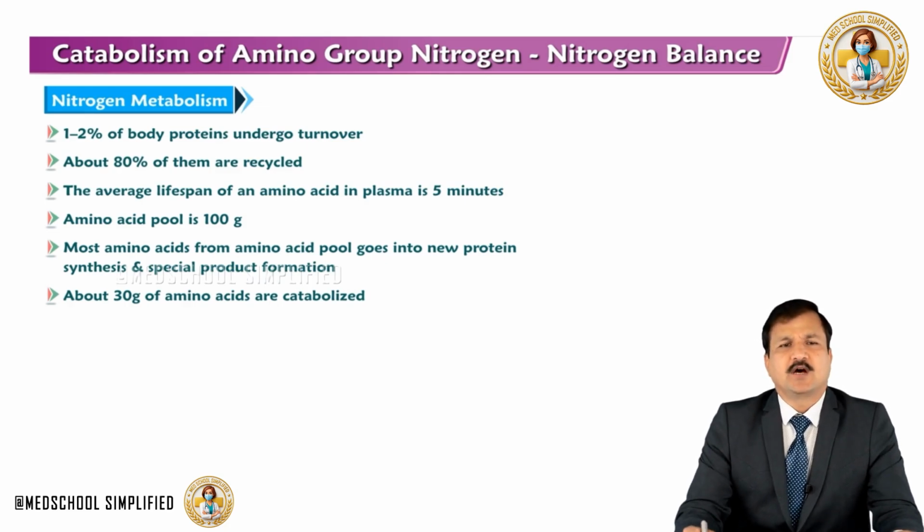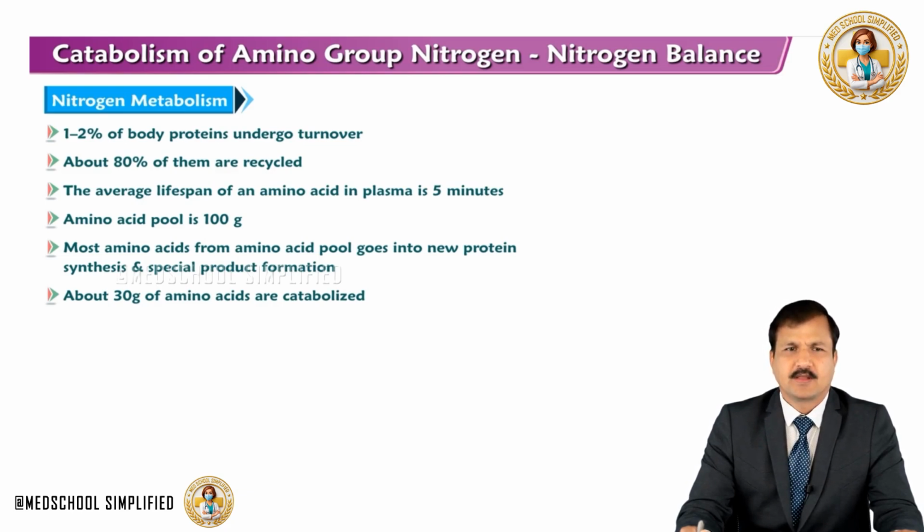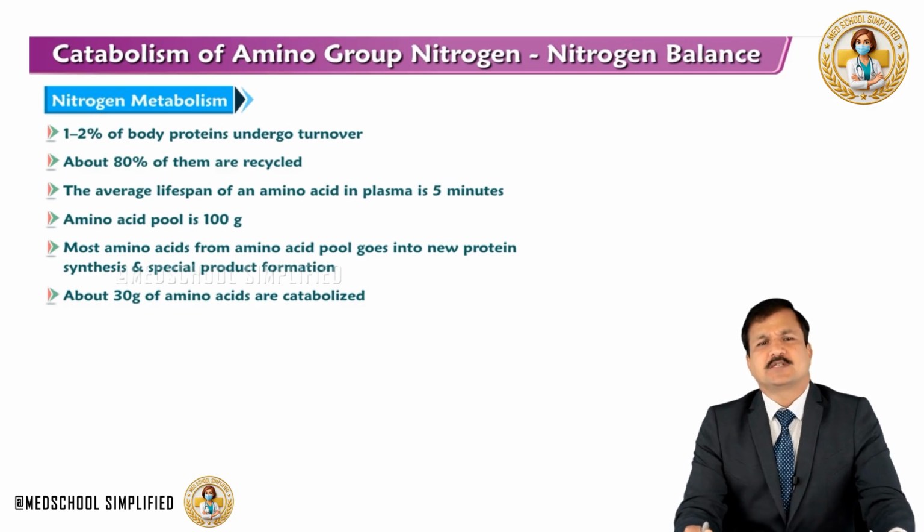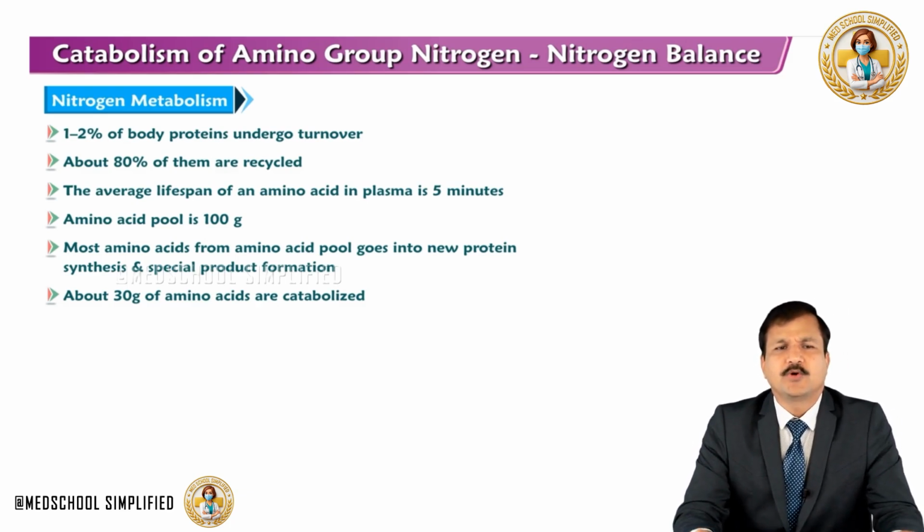About 1 to 2% of our body proteins undergo turnover every day. In that, about 80% of the amino acids are recycled, and the average lifespan of amino acids in the plasma is around 5 minutes. The total amino acid pool in our cells' cytoplasm is 100 grams. Most of these amino acids go into new protein synthesis and special product formation, and only about 30 grams of amino acids are catabolized in our body.